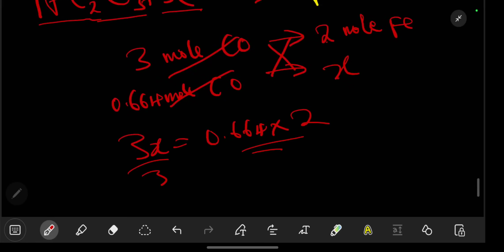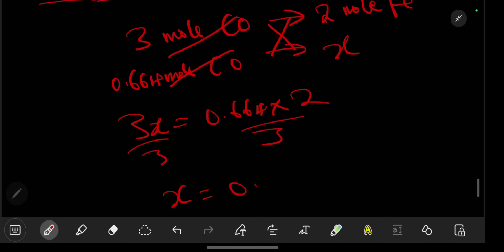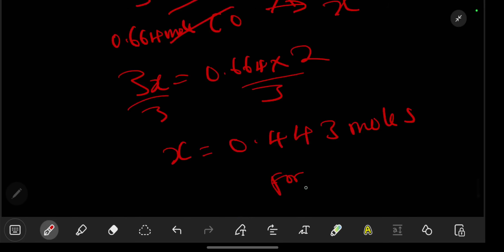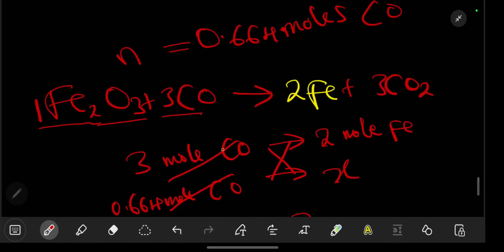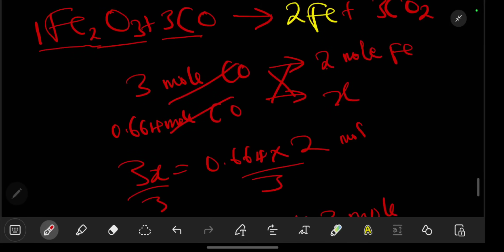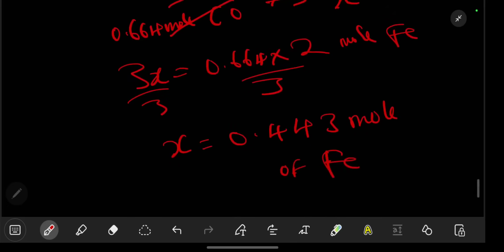We divide by 3. So 0.664 times 2 divided by our 3, we are going to get x equal to 0.443 moles, but we want the moles of iron. Remember we cancelled this, we remained with the moles of our iron. If they are on the same side, cancel them like that.